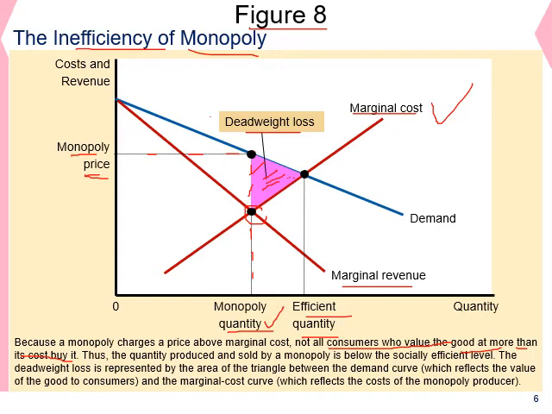The deadweight loss is represented by the area of the triangle between the demand curve, which reflects the value of the good to the consumer, this one, and the marginal cost curve, which reflects the cost to the monopoly of producing the good, this one.